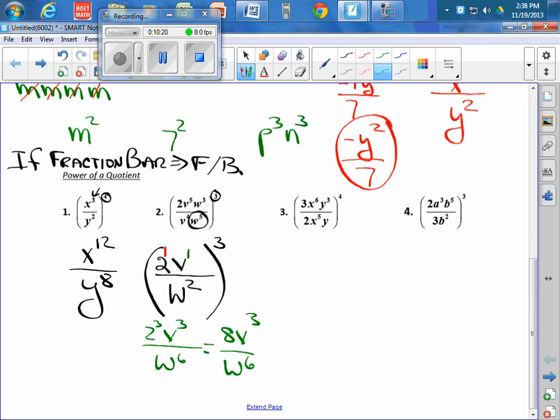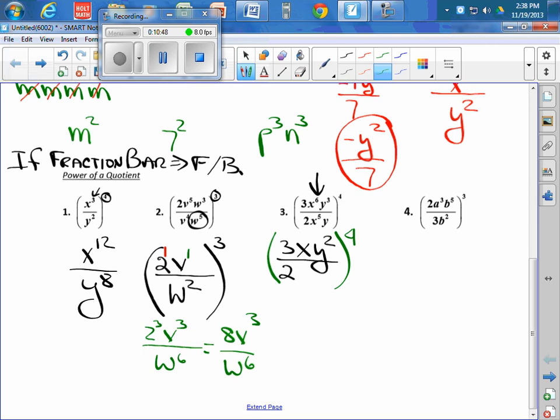Look at number 3. Well, there's a fraction bar, so that's the first thing I'm writing down. And I'll notice that inside, I can simplify some things here. Not the 3 over the 2, but I can take x to the 6th over x to the 5th and get x. And y to the third over y is y squared. All of that is raised to the 4th power.